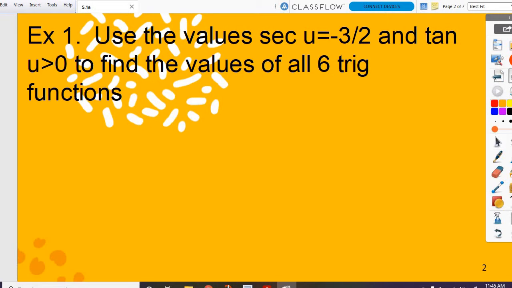So, the first trig function that they give us is secant. And they tell us that secant of u, that's our variable this time, is -3/2. And then we want to use our different trig identities to help us find our other 5 trig functions. So, looking at our identities, what one might be pretty straightforward and easy to use if we know that secant is -3/2?